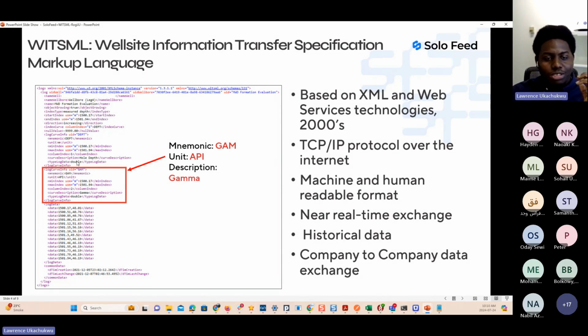As you can see, this is what your typical UID would be. You have your gamma, you have a mnemonic, you have a unit, you have a min and max index, and a few other things depending on how your server is built.